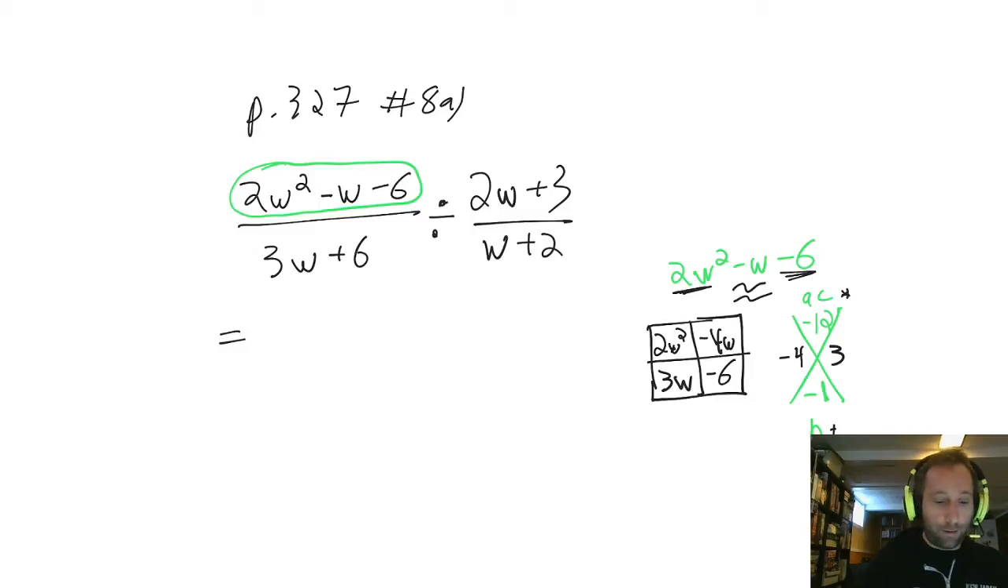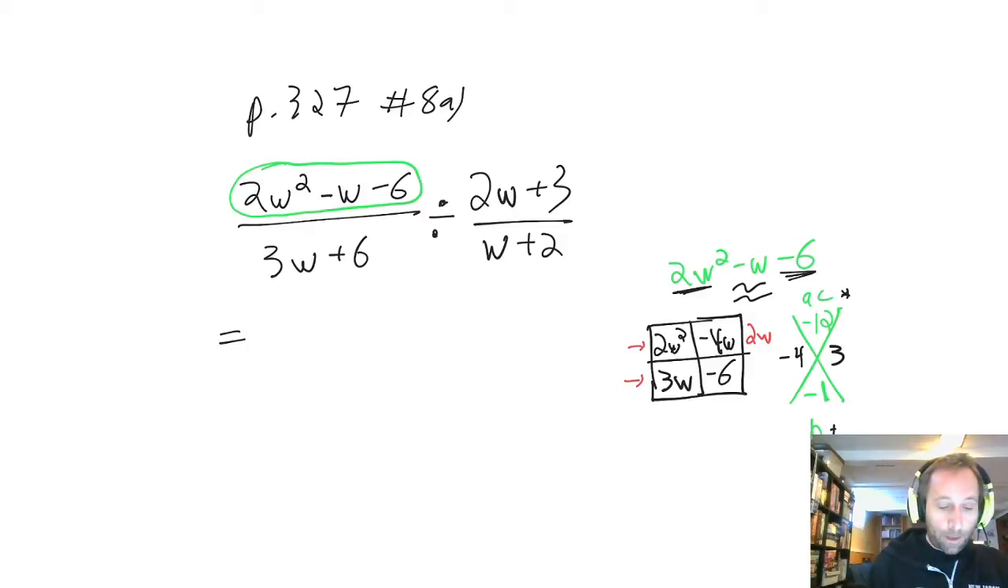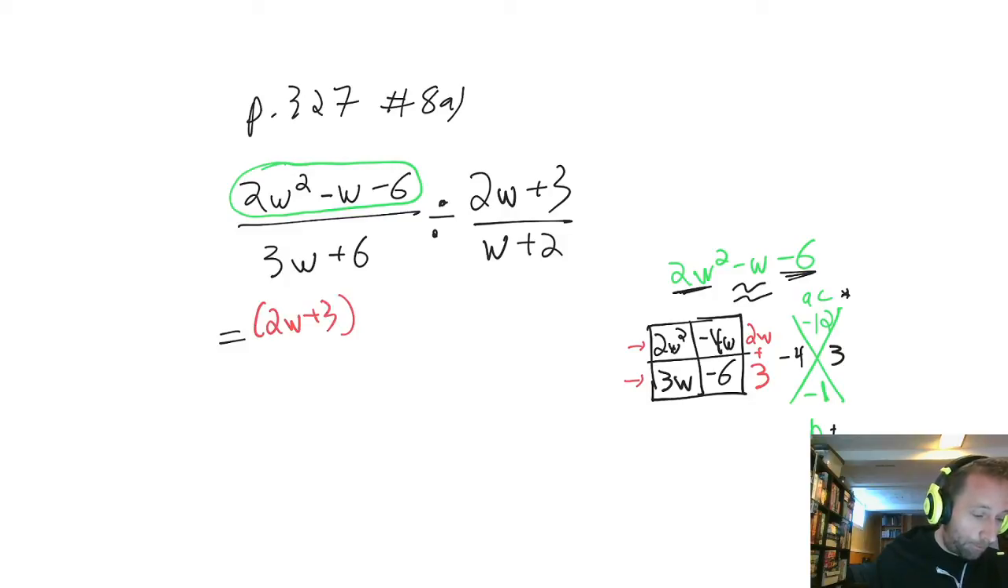If you're just looking at doing this quickly, you might leave the w's out. So what we want to do is look across and see what factors are in common here. So we have a factor of 2 and we have a factor of w. And looking at the second row, it looks like we have a factor of 3. So our first factor is going to be 2w plus 3.